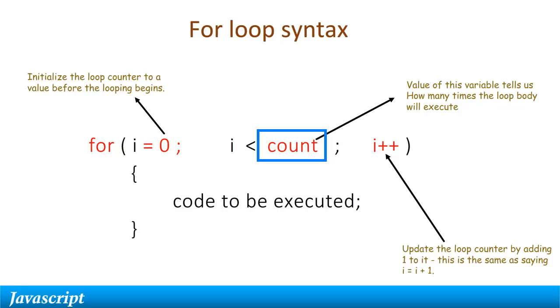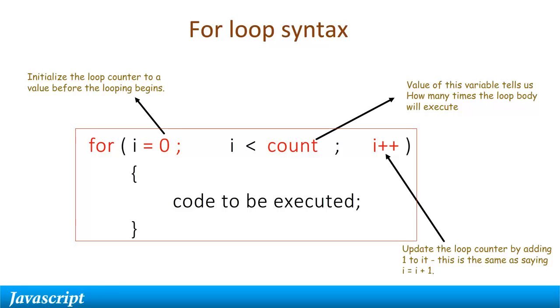We can always have a check so that the condition could be checked for I greater than count, and then the value of I would be decrementing by 1. You could also increment the value of I by more than 1, thus causing the loop to be executed fewer than count times. For example, if we increment the value of I by 2 instead of 1, then the loop would execute count divided by 2 times instead of count times.